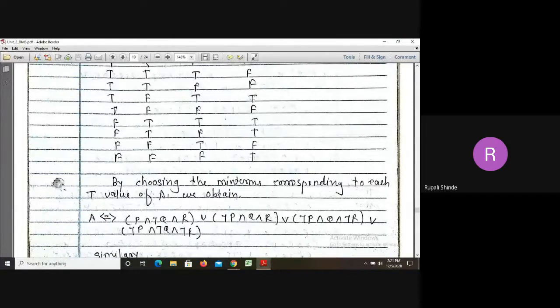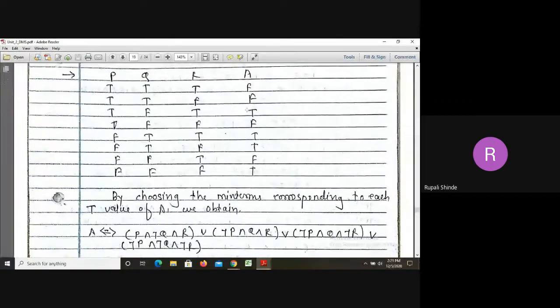For that, we have to observe T's. So the first T is written here, and for that T, the combination of PQR is TFT. If that value is T, we have to consider that variable in its original form. Otherwise, we have to take its negation. So P and negation Q and R. This is our first minterm.